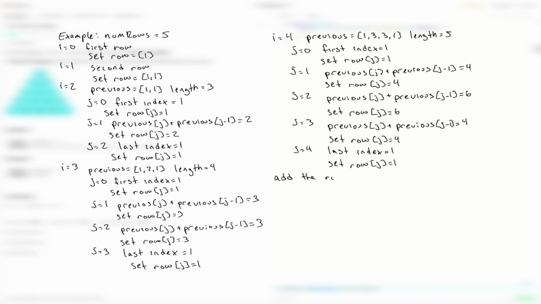So now we'll go ahead and add all of the rows to the triangle, and return the triangle, which is equal to 1; 1, 1; 1, 2, 1; 1, 3, 3, 1; and finally 1, 4, 6, 4, 1. So that is our entire walkthrough. Let's go ahead and hop over to LeetCode and actually program this.